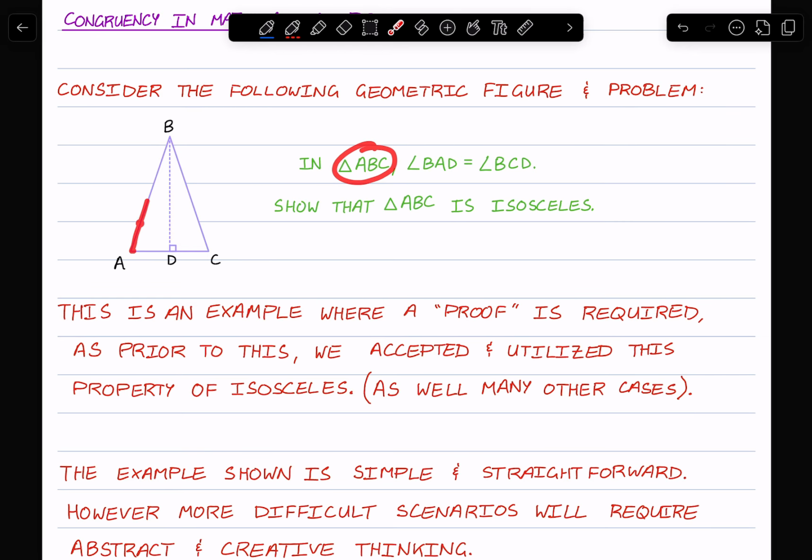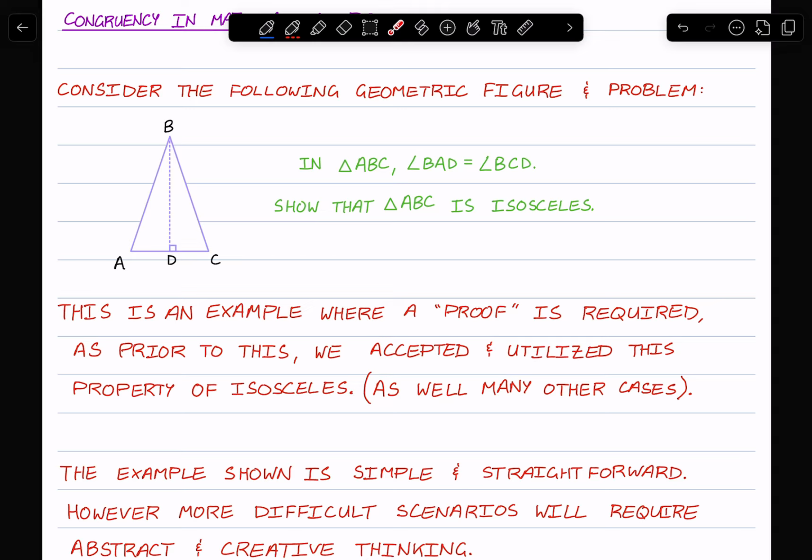In triangle ABC, we're being told that angle BAD, this one here, and angle BCD, this one here, those two angles are equal. Show that triangle ABC is isosceles.